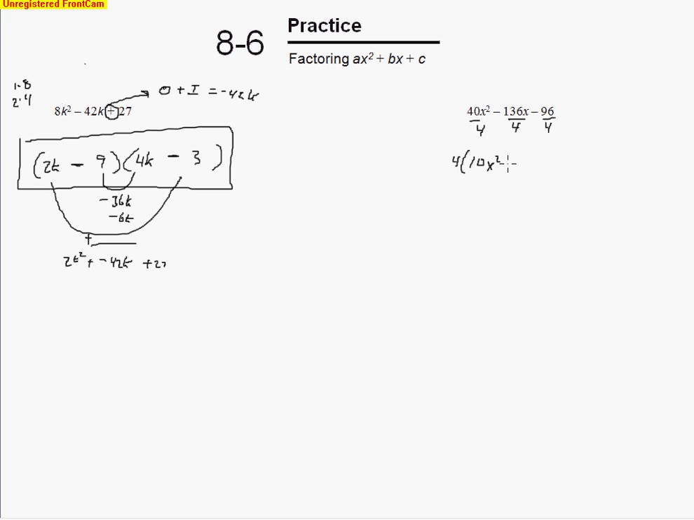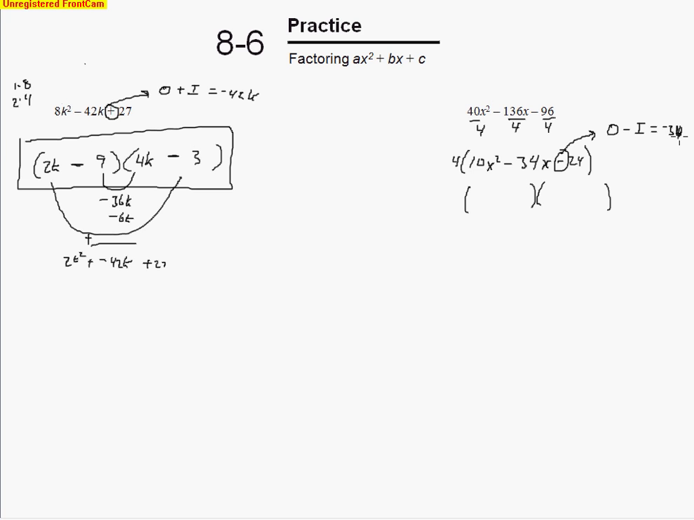10k squared minus, and then 4 goes into 136, looks like 34 times. And then I've got the minus, 4 goes into 96 24 times. And so now it's a much easier factoring problem. I still have somewhat of a difficult time here because 24 has a bunch of different factors and I need to subtract. So I don't know the signs of which one goes where. So I'll have to figure those out later.